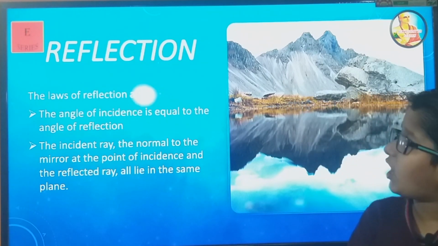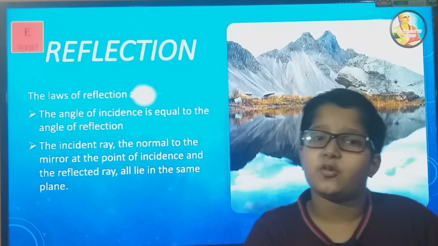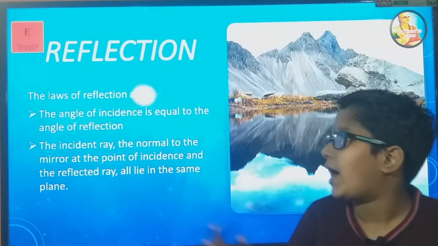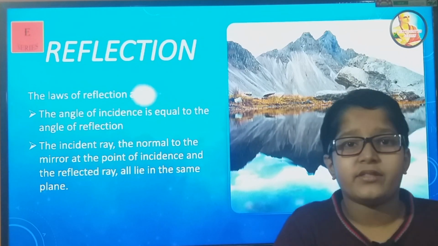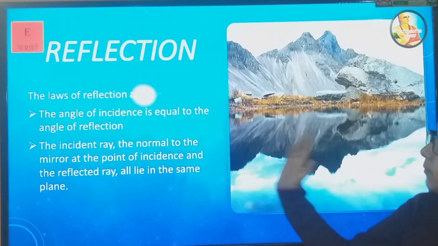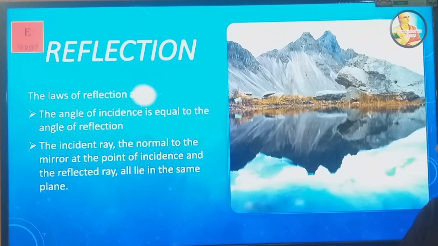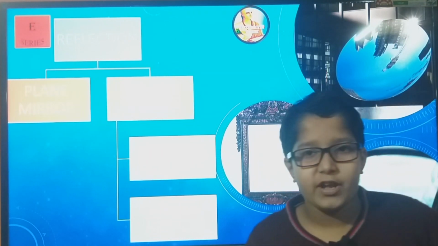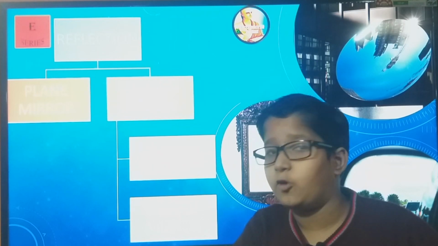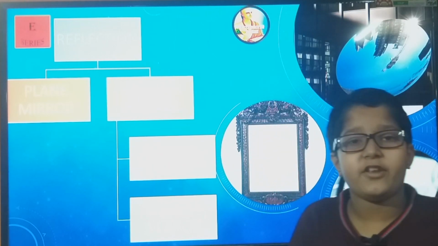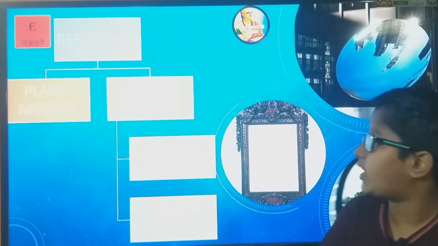The laws of reflection are that the angle of incidence is equal to the angle of reflection, and the incident ray, normal, and the reflected ray lie in the same plane. Reflection occurs in mirrors, as we all have in a house. We mainly use reflection in our daily lives.